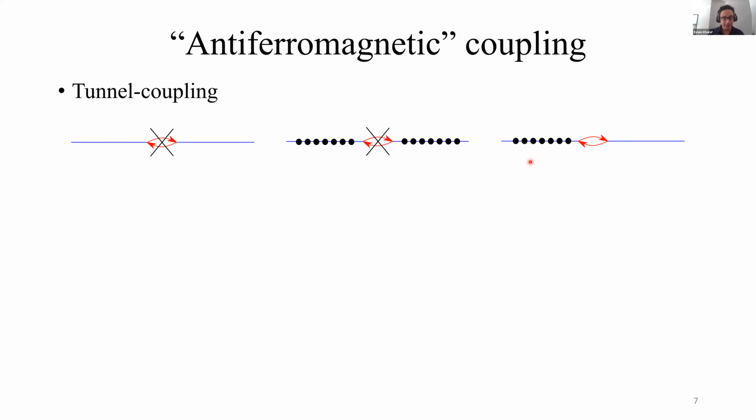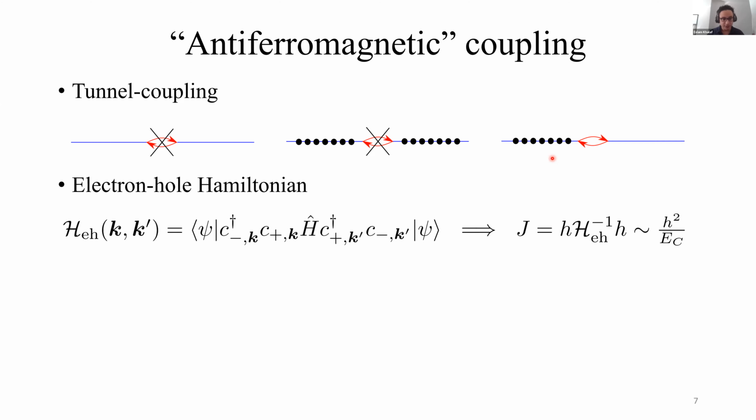And in this case, I'm allowed to have some virtual tunneling processes where the electron goes and comes back and reduces the energy. And this energy can actually be calculated if I write an effective Hamiltonian for these particle hole pairs that are created by this tunneling. And so this energy splitting can be computed as this quantity, which is of the order of the tunneling amplitude squared over the interaction scale.